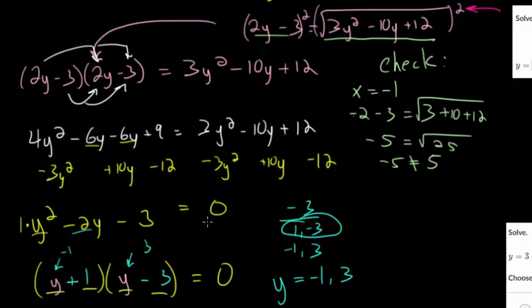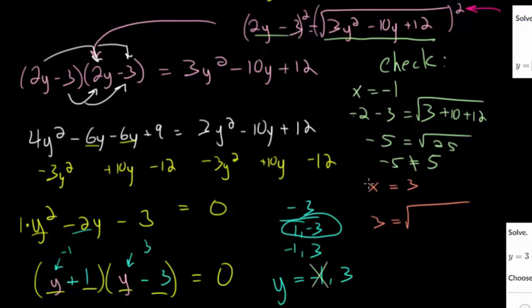So negative 1 is not a solution. And we're going to check positive 3 now. So let me change colors here. Let's do x is 3. And we get 2 times 3, which is 6, minus 3, which is 3. And this will be equal to 3 times 3 squared.